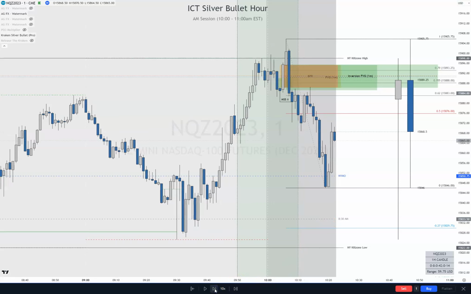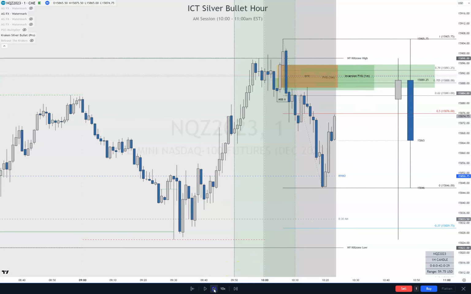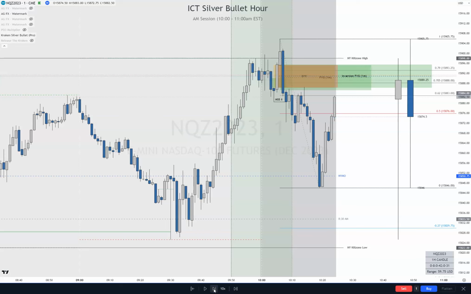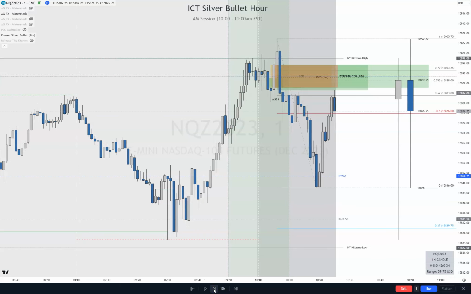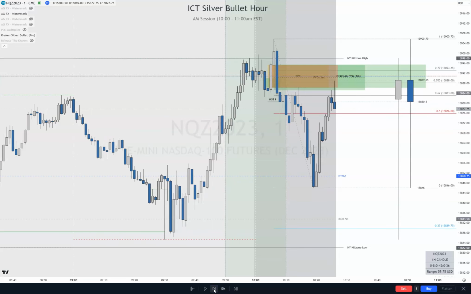Now we have 3 PD arrays, a balanced price range, an inversion fair value gap, and a fair value gap, along with optimal trade entry, all right here. What more do you need to go short? That's plenty. You usually don't even get that many. Okay, I'm going to take that trade. I'm going to enter there.